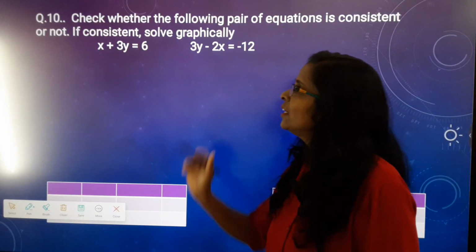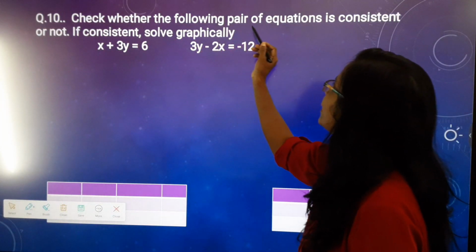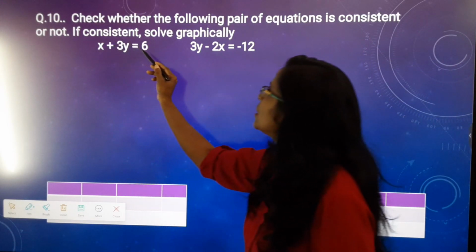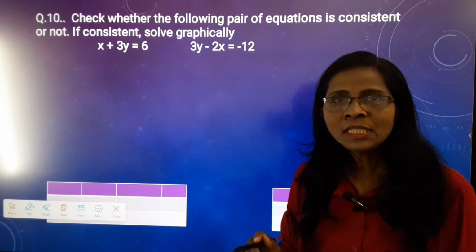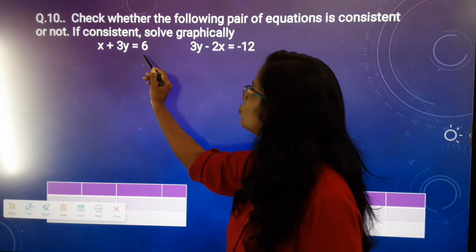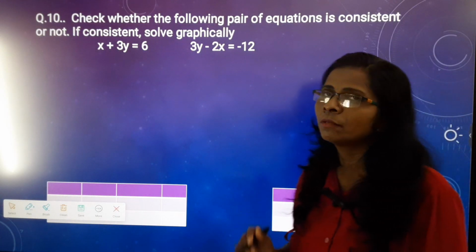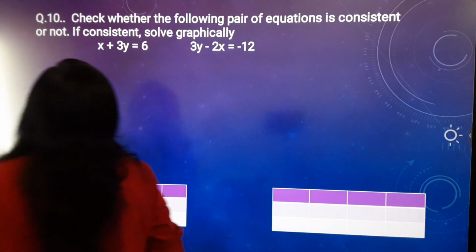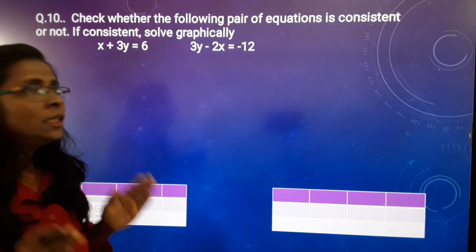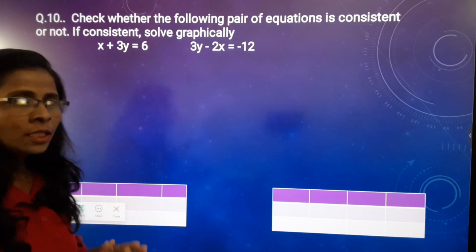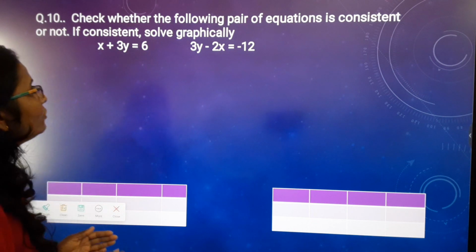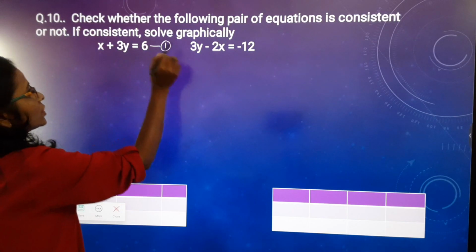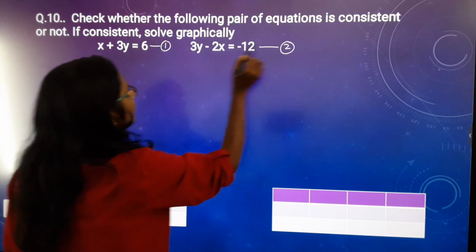Question 10 students, check whether the following pair of equations is consistent or not. If consistent, solve graphically. The first equation is x plus 3y is equal to 6, and the second is 3y minus 2x is equal to minus 12. So first we have to examine whether these two equations are consistent or not. So how can we find out the consistency here? Call this the first equation and this one the second equation.